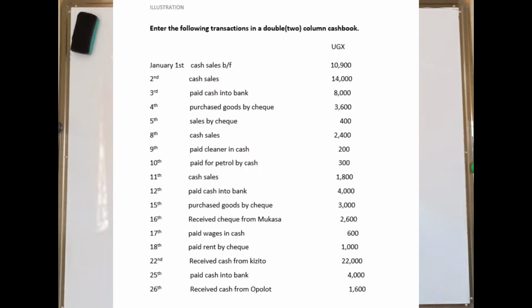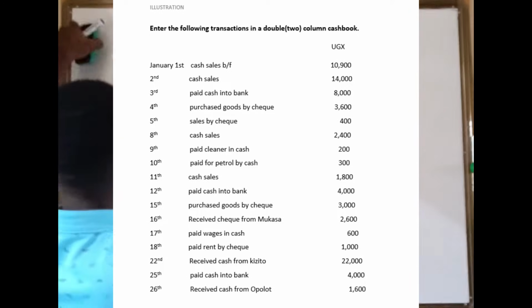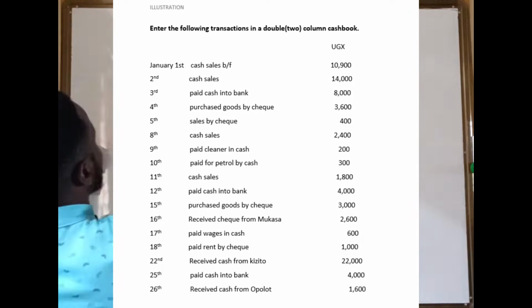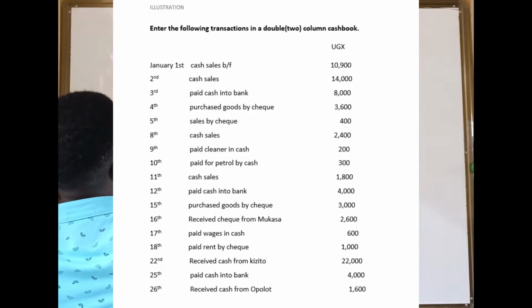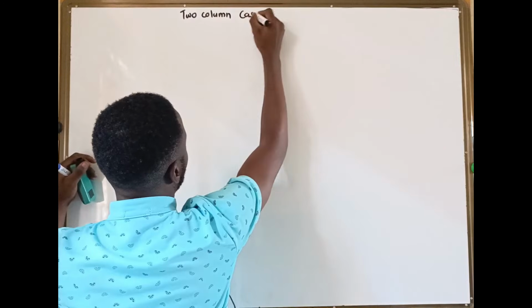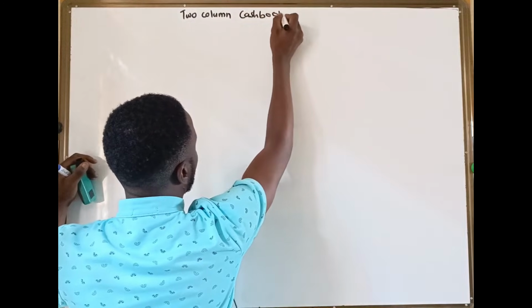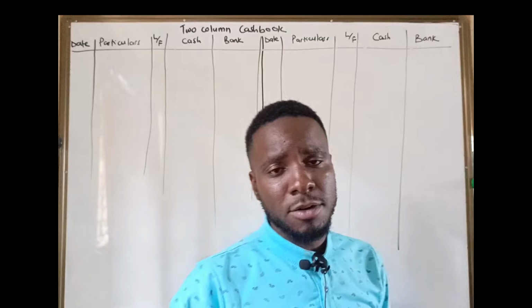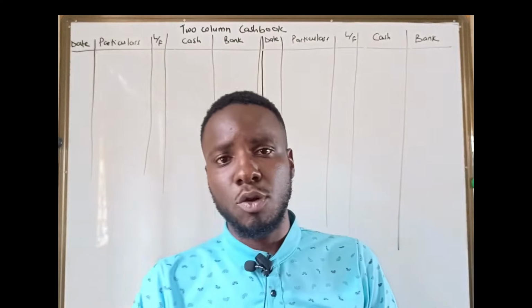Now this is the question. It says enter the following transactions in a double column cash book. So it's a double column cash book. Of course, we shall have our title as two column cash book. This is how the format of a two column cash book looks like.